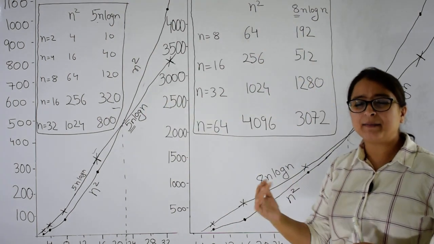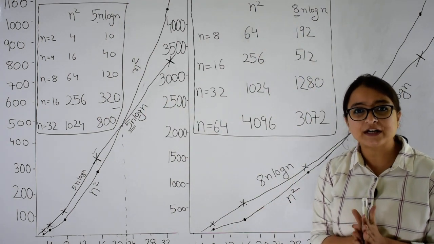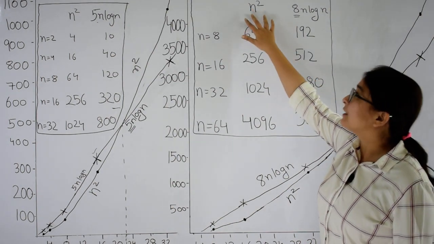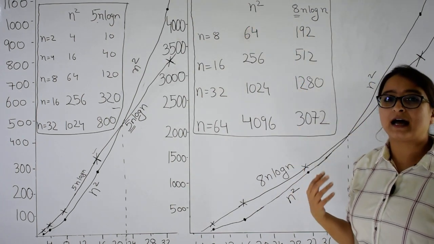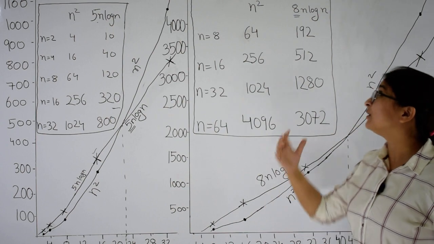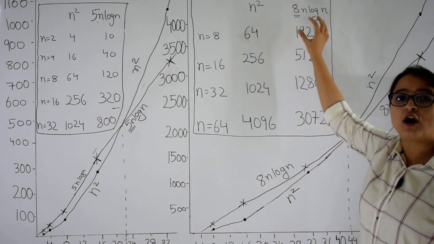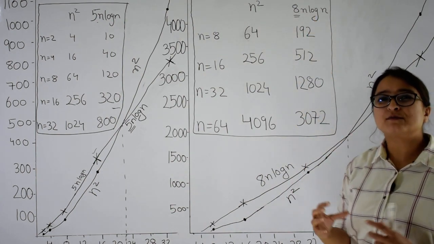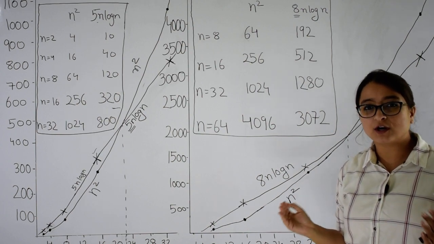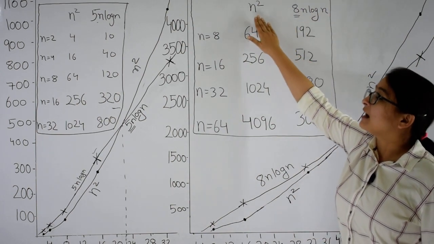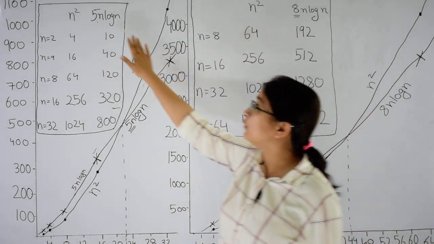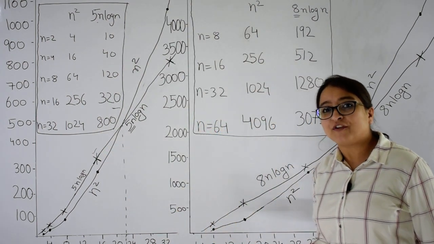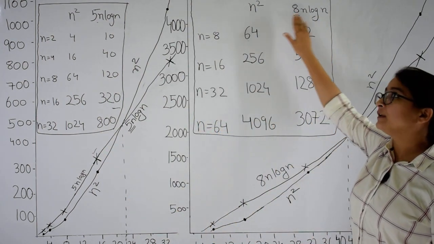We do not care about this 5 or 8, because when you have to compare two functions, the function whose highest order term is n square will give you a larger value. N square will always have a larger value as compared to a function having n log n. But for some smaller values of n, this may be giving a larger value than this, but after some value of n, this will give a smaller value than this one.